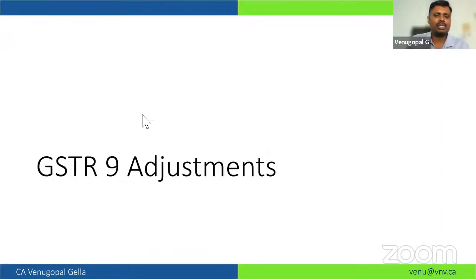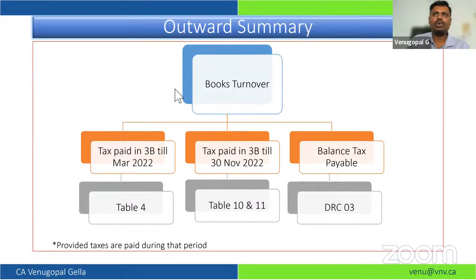What are the adjustments that you will do or report? Firstly, whatever taxes you are paying through 3B, if you have paid them during the last year, between April and March, whatever you have paid, you will be reporting in table 4.